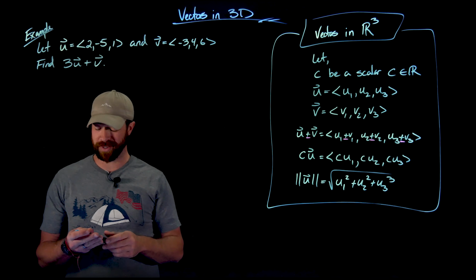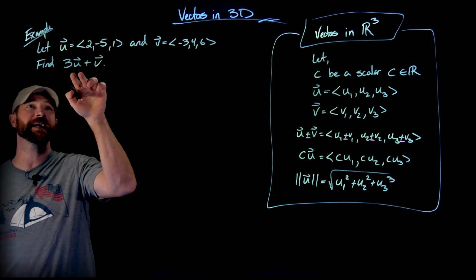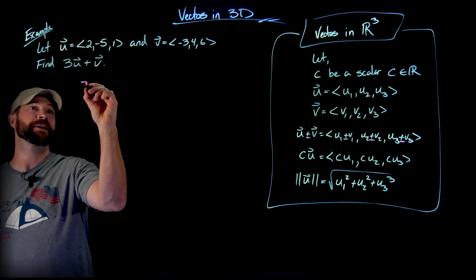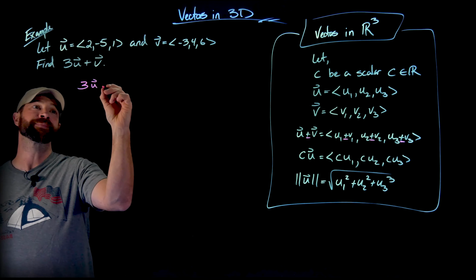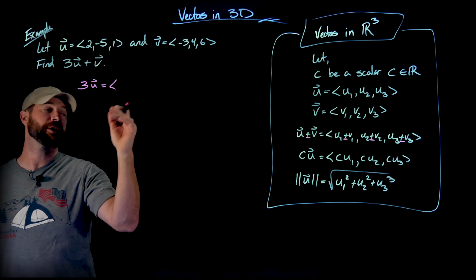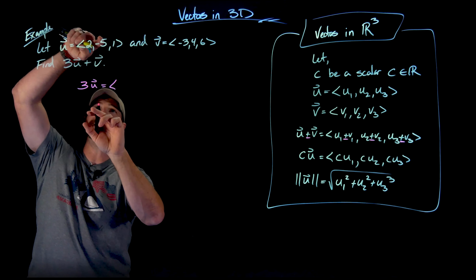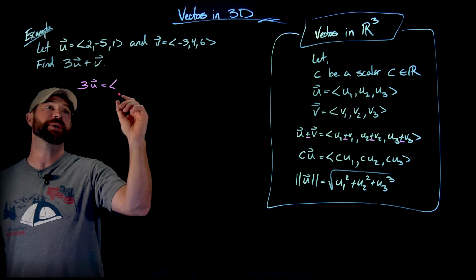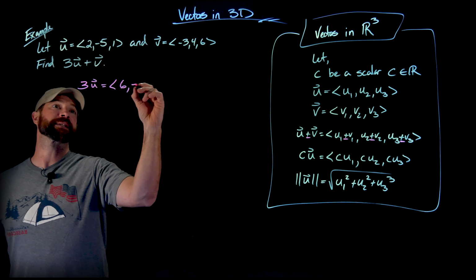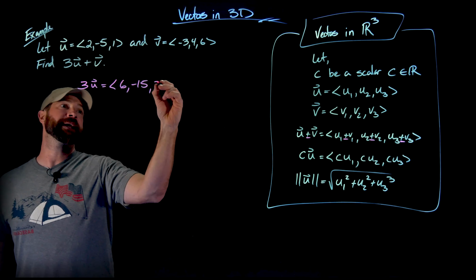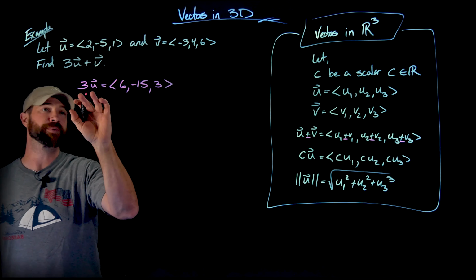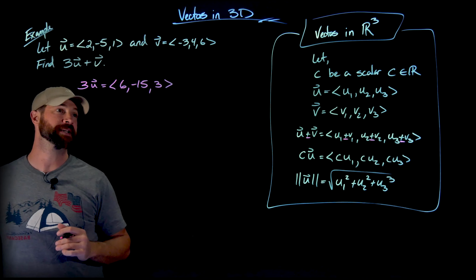The first thing I would do right out the gates here is find this term right here, 3 times U. And this is really easy. Again, all I'm going to do, I won't even write it out in its detail, I'm going to multiply each of these component pieces by 3. So this is going to be a 6. This is a negative 15, and this is a 3. So that's 3 times the vector U.